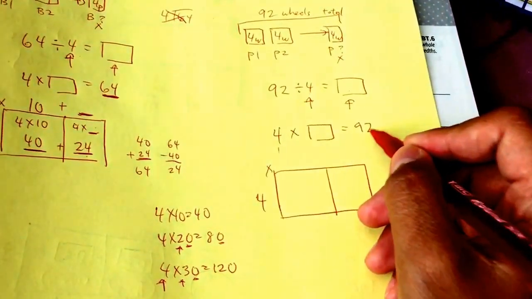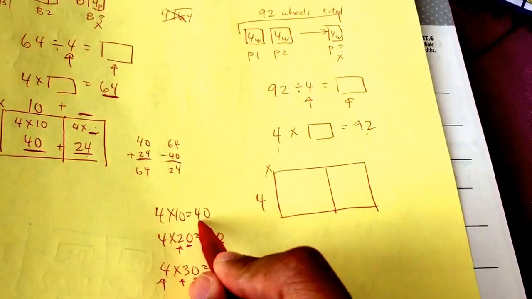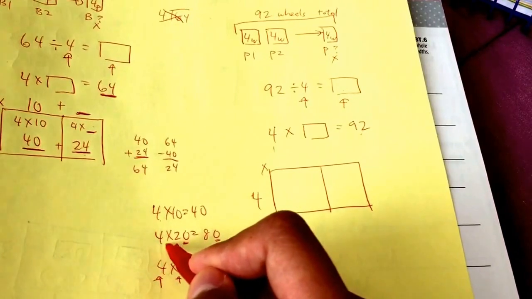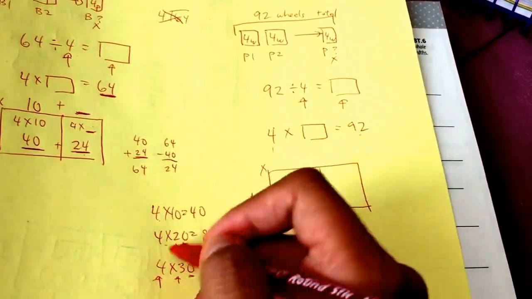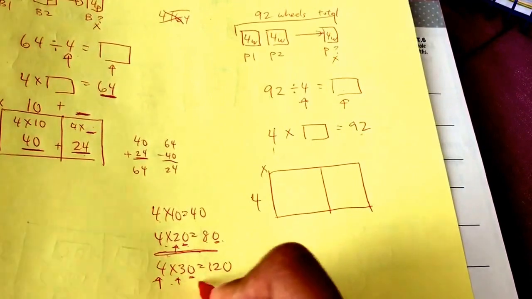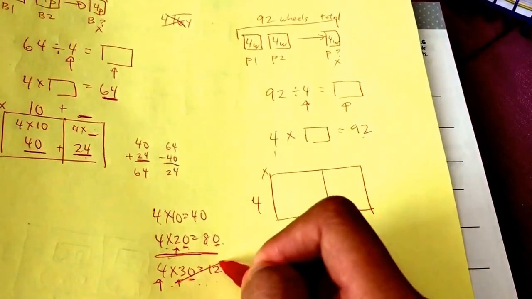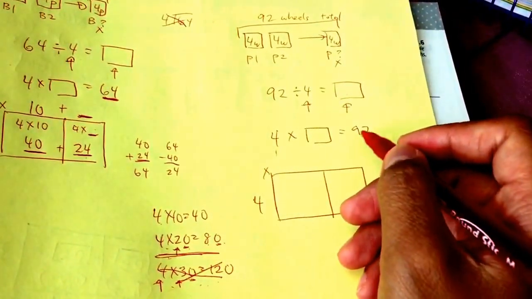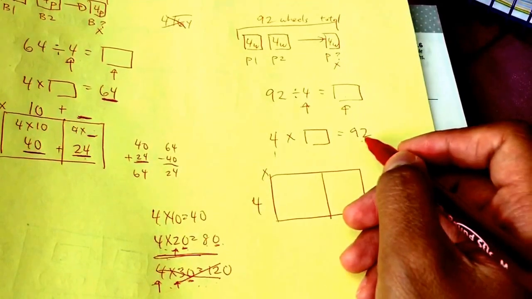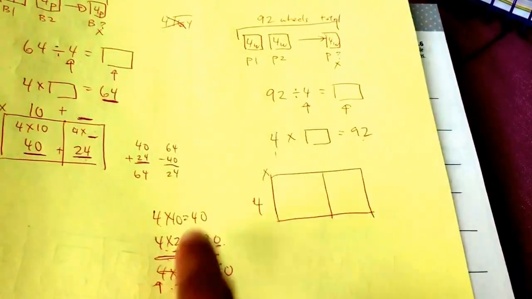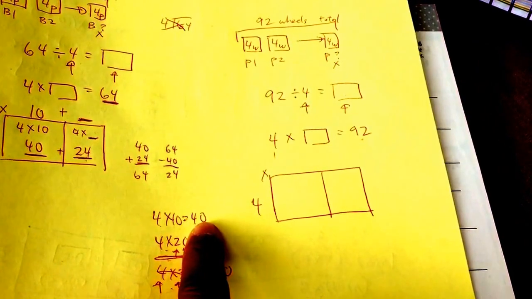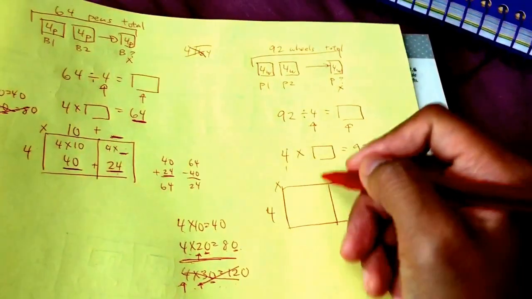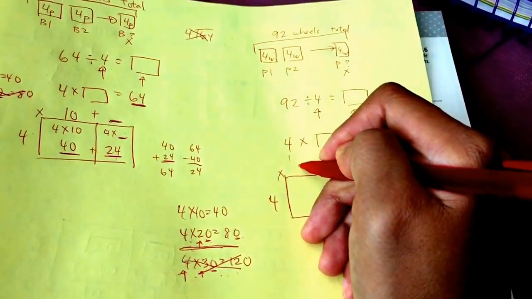Now we have 92 wheels total. If we do 4 times 10 equals 40, it's not close enough to 90. If we do 4 times 20 equals 80, that's closer to 90. And if we do 4 times 30 equals 120, that's too much. We don't have that many wheels. And so 4 times 20 gets us closest to 92 without going over. Keep in mind we have 92 wheels. So if you only have 10, you've only used 40 wheels. If you do 4 times 20, you've used 80 wheels. So here, this is going to be one of our first times where we put 4 times 20.